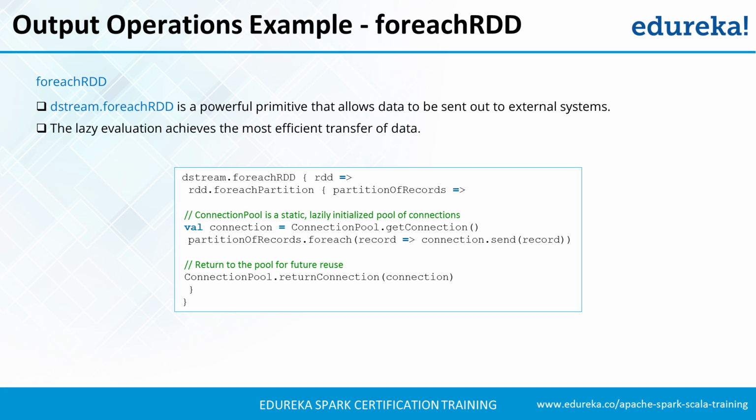Now, what is the foreachRDD function? Let's see this example. Generally we explain all these parts in detail once we teach you in Edureka sessions, but just to give you an idea, this is a very powerful primitive that allows your data to be sent out to your external systems. We have just seen that an external system can be a file system, or it can be anything. So using this, you will be able to send it out to your external systems.